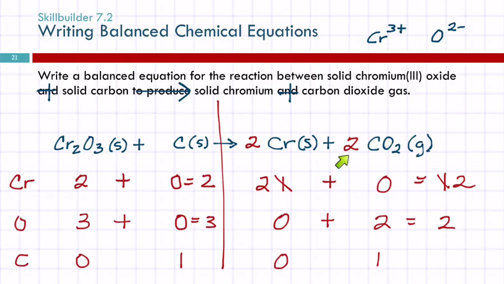If I make this a 2, though, that changes things down here, doesn't it? The chromiums are the same, but now I've got 4 of those, and I've got 2 of these. So now I've got 0 plus 4. I've got 4 oxygens. Did that solve my oxygen problem? No. Okay, now I need some more on the other side.